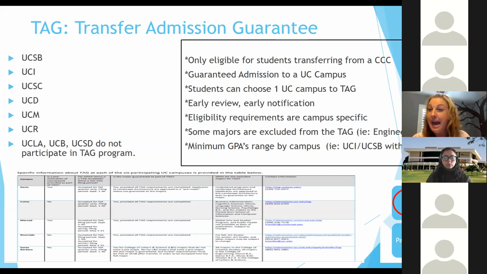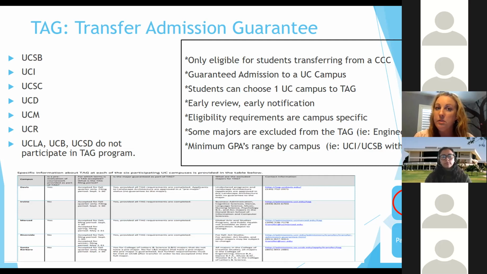So first I'm going to talk about TAG. This is a lot of acronyms. So TAG stands for Transfer Admission Guarantee. This is probably one of the most popular pathways. Our students who come to Moorpark who know they want to go to a UC will ask about a TAG. It's an admission guarantee to all of the UCs that participate except for UCLA, Berkeley, and San Diego. And I'll talk about different pathway options for them.